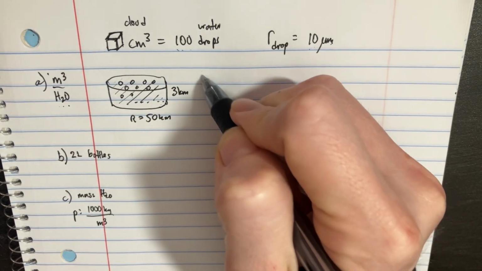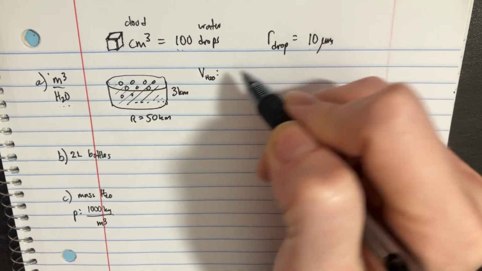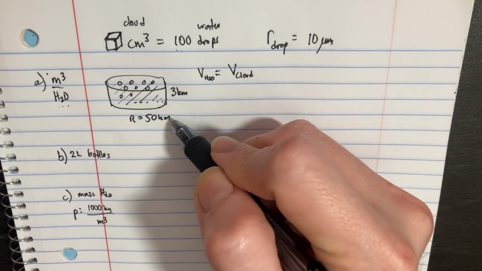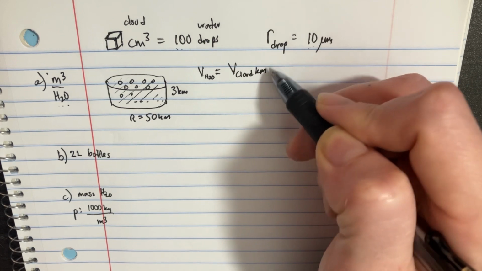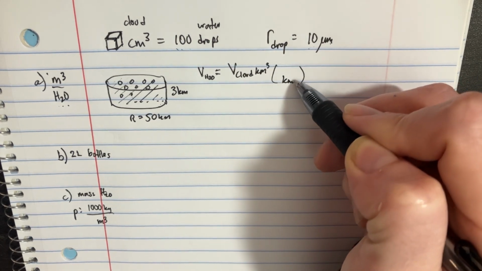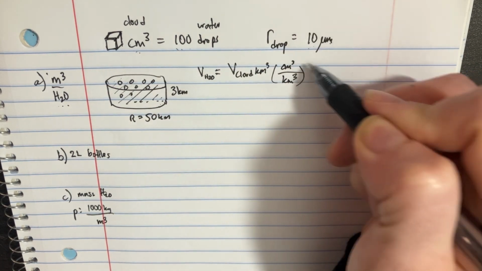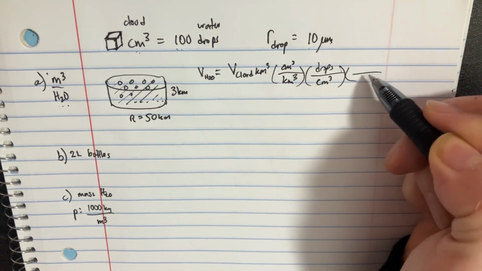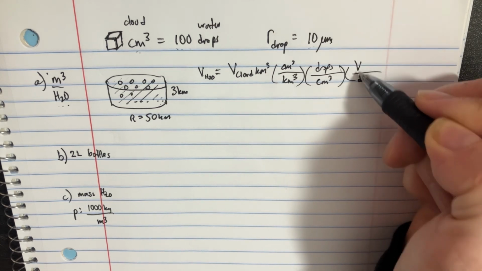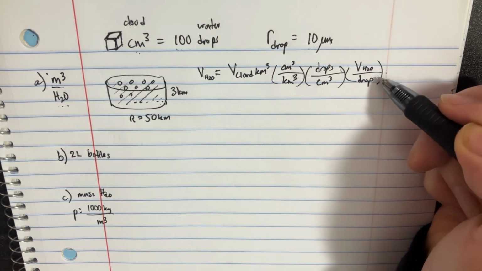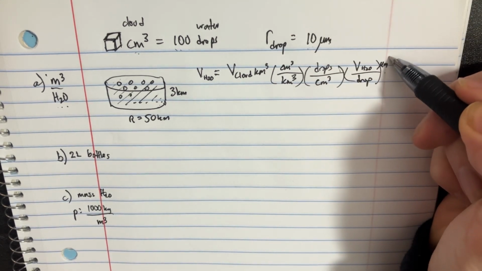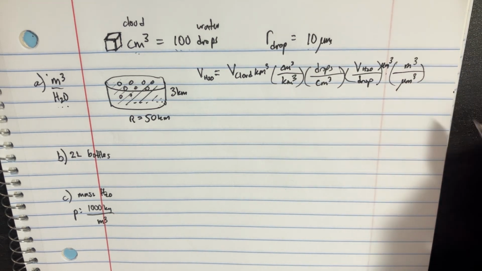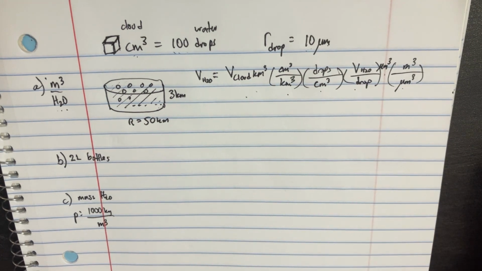Okay, so if we're trying to find the V of the H2O, the total volume of water, what we need to do is figure out the volume of this cloud. The volume of the cloud is going to be some kilometers cubed. Now, we have to convert the kilometers cubed into centimeters cubed, so that we can take the centimeters cubed and turn it into drops. From there, we could take the drops and figure out how much water is inside of each drop. Of course, this is going to give us volume in micrometers cubed, so we also have to convert that micrometers cubed into meters cubed. So we have to take this in a series of steps in dimensional analysis.